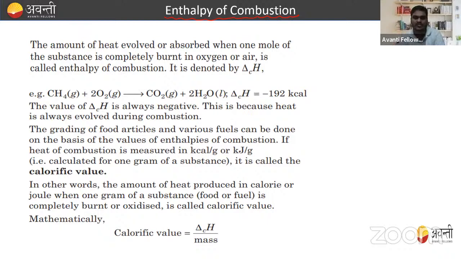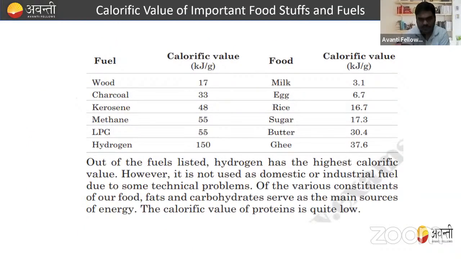If some wood or some fuel has a high calorific value, it means it produces more energy. In other words, the amount of heat produced in calories or joules when 1 gram of substance, food or fuel is completely burned or oxidized is called the calorific value. Mathematically, we can write the calorific value as delta CH upon mass, right? So this is how we can write the calorific value.